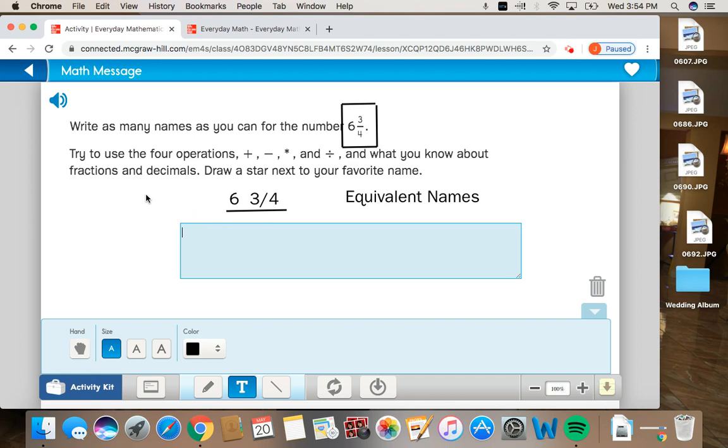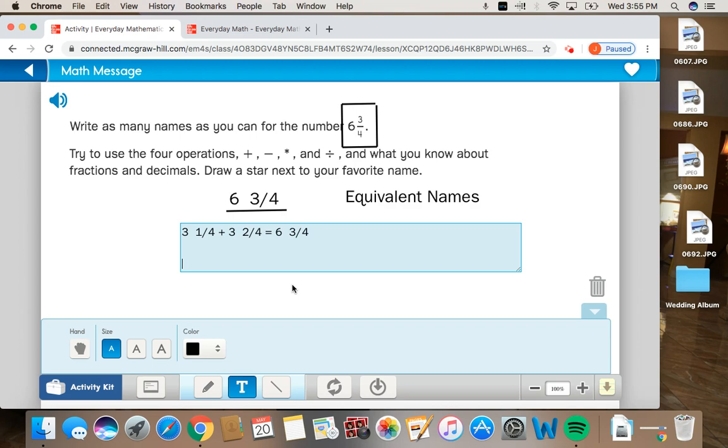So I thought of maybe doing 3 1/4 plus 3 2/4. And if I put those together, I add my whole numbers, 3 plus 3, and that gives me 6. And I add my numerators only, 1 plus 2, and that gives me 3. And I leave my denominator the same. So that gives me 6 3/4.